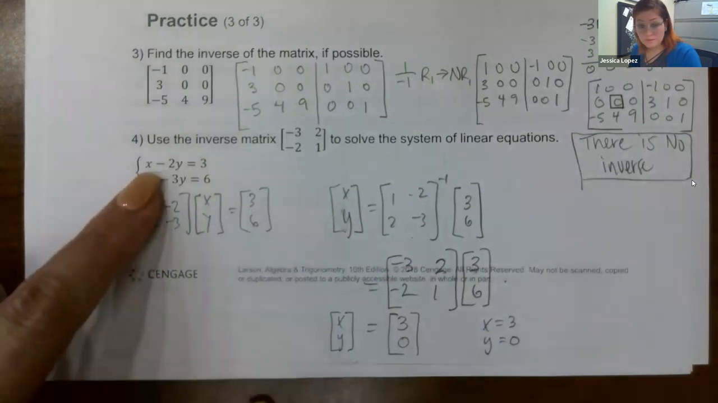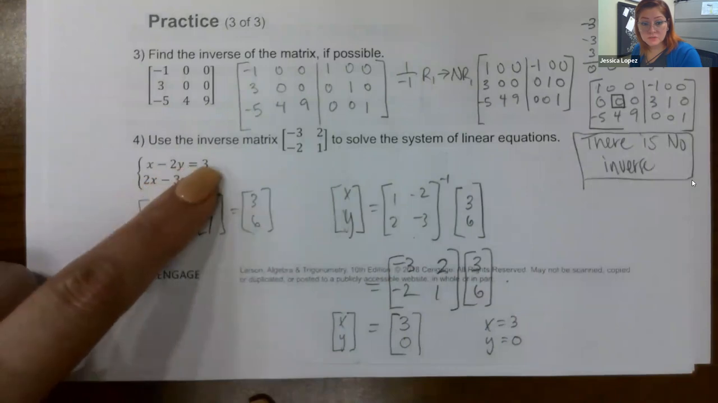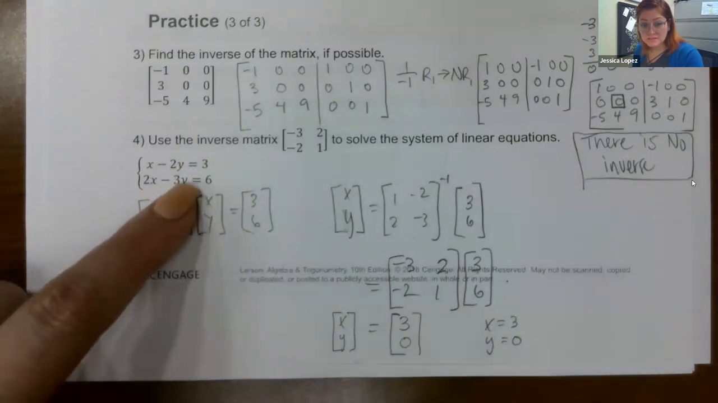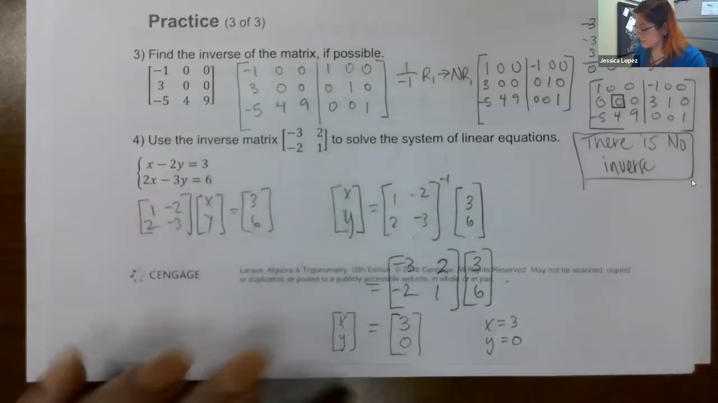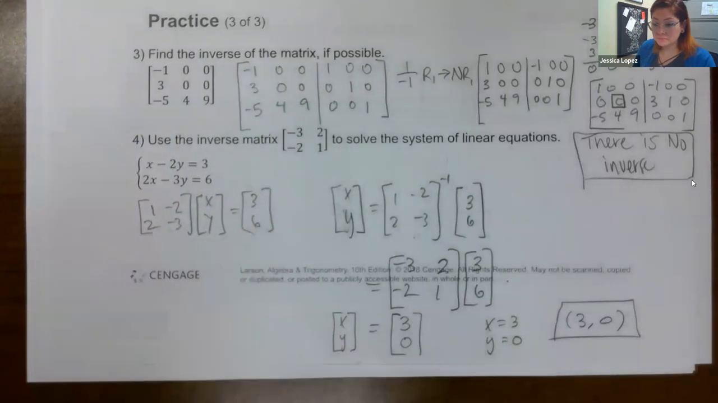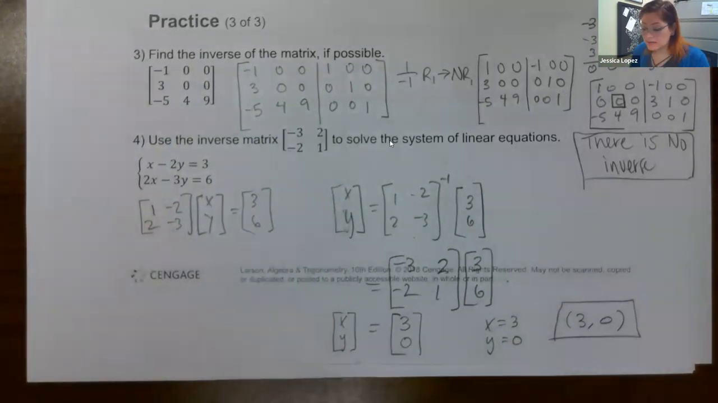And you can check it. If you plug in 3 and you plug in 0, you get 3 minus 0, which is 3. If you plug in 3 here, you get 6 minus 0, which equals 6. So this is actually the solution. Okay, and that is the last practice problem that I have for this section. So that is the end of the video.